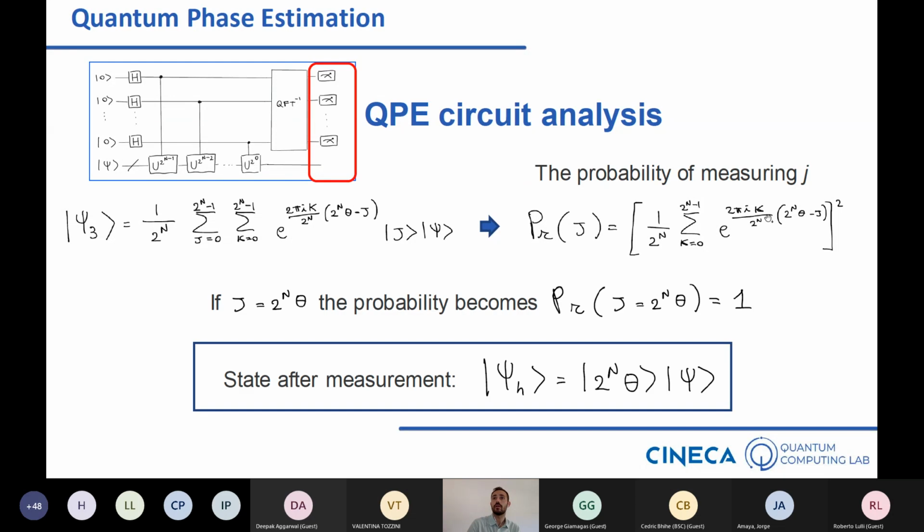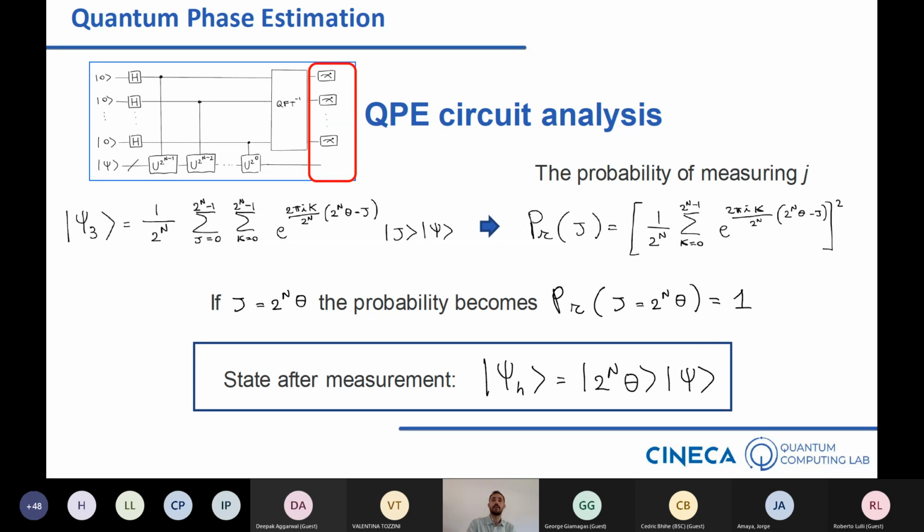What happens now? It happens that you see that if j, the output string, is equal to 2 to the n theta, then the probability becomes 1. Because if you substitute 2 to the n theta, this becomes 0, which means that the whole probability becomes 1. So what does it mean?